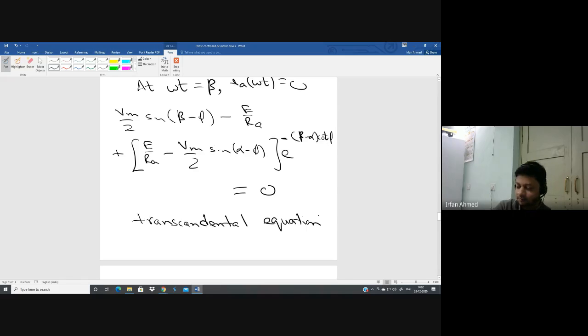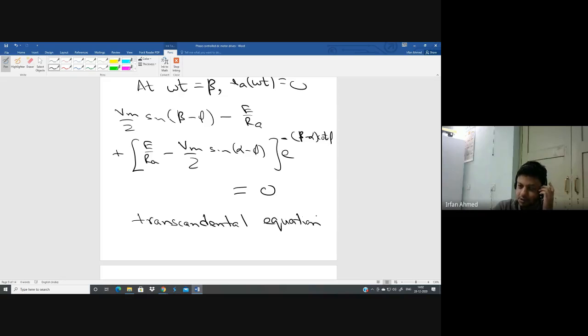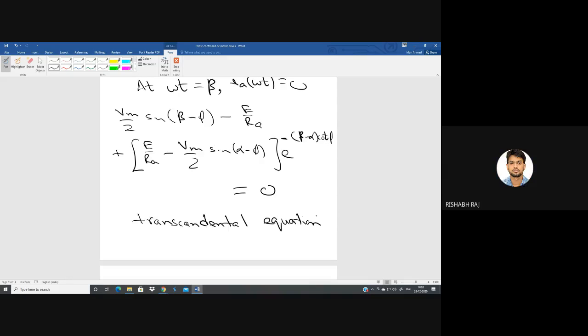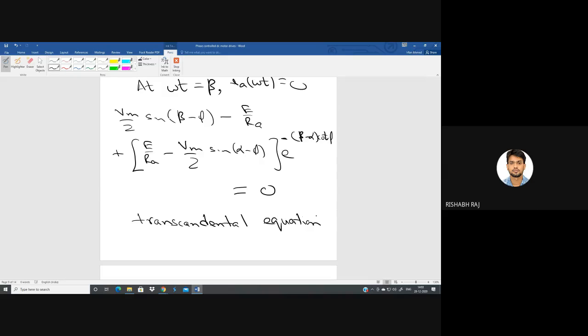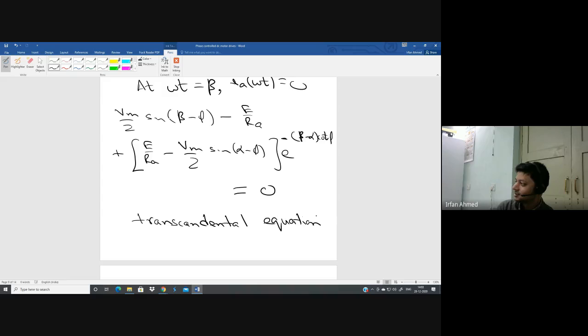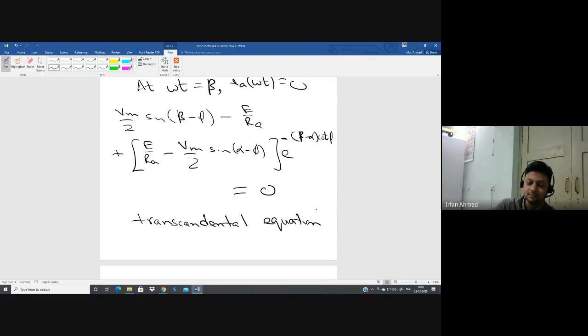Yes or no? Are you seeing this word for the first time? Very poor, very poor. सर्च करना आज, ठीक है? सर्च करके व्हाट्सएप में बताना मेरे को क्या होता है. What is transcendental equation? Go on Google, search it and tell me on WhatsApp what is transcendental equation. ठीक है? I want answer from every one of you. Not in the common WhatsApp group, separately.